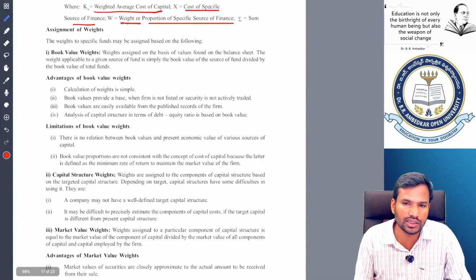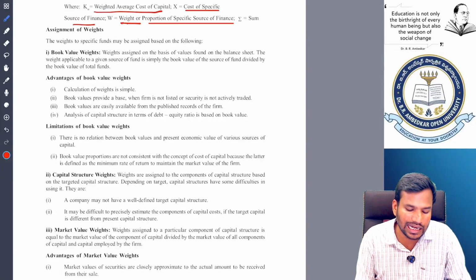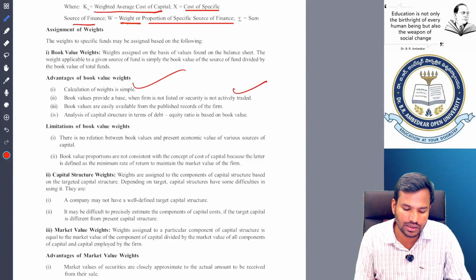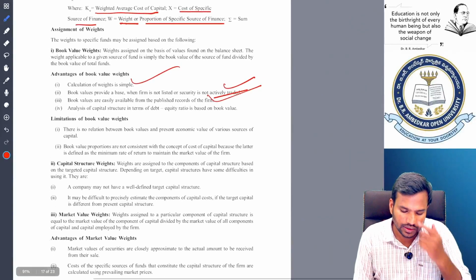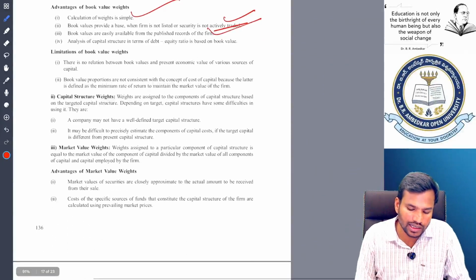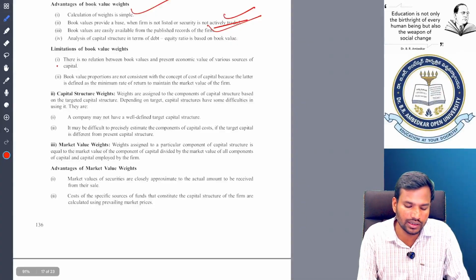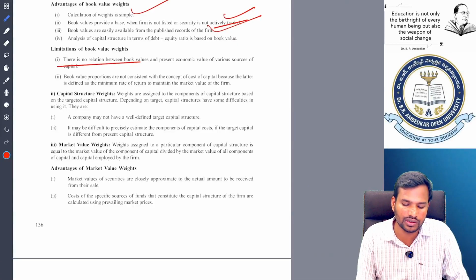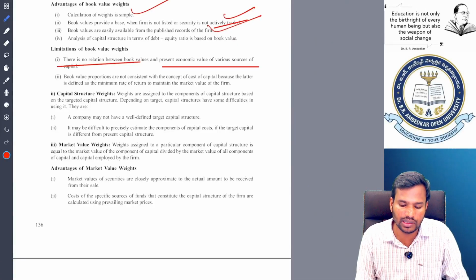What are the advantages? Calculation of weights is simple. Book values provide a base. Book values are easily available. We can easily calculate without any difficulty. Next, limitations also there. There is no relation between book values and present economic values of the various sources of capital.